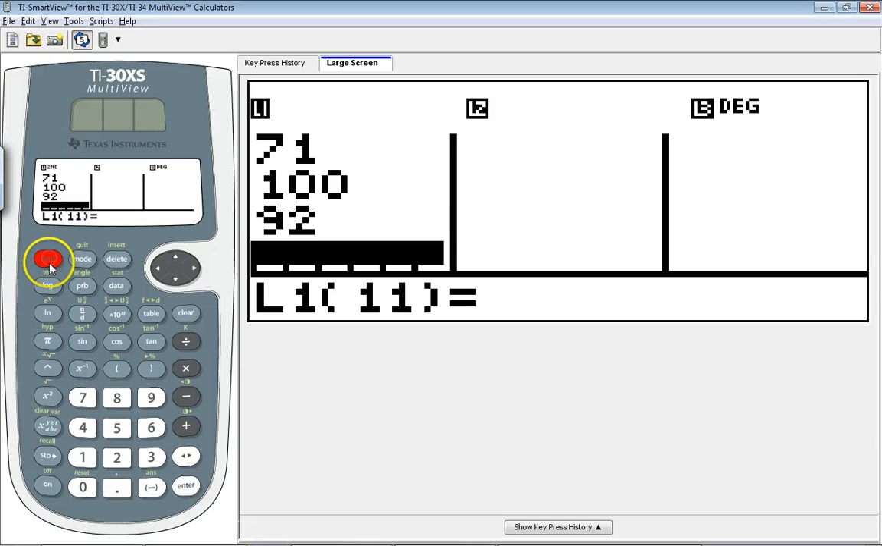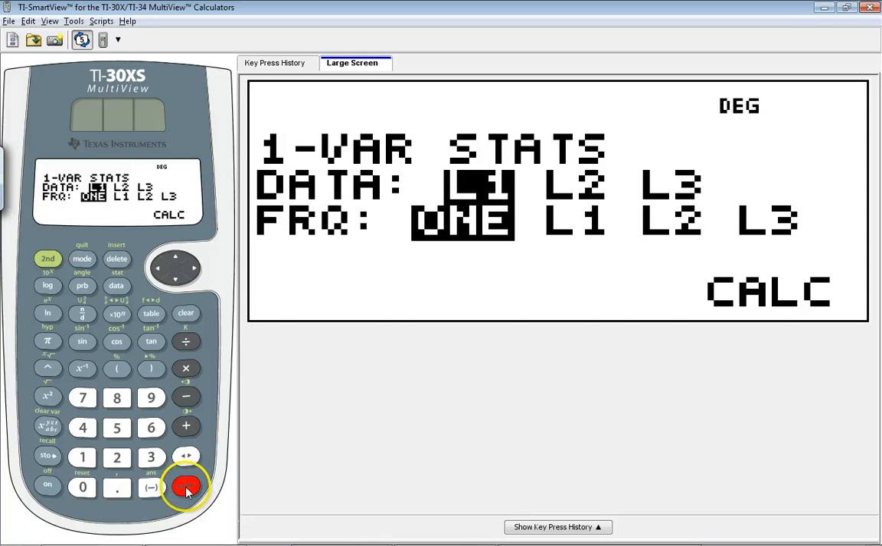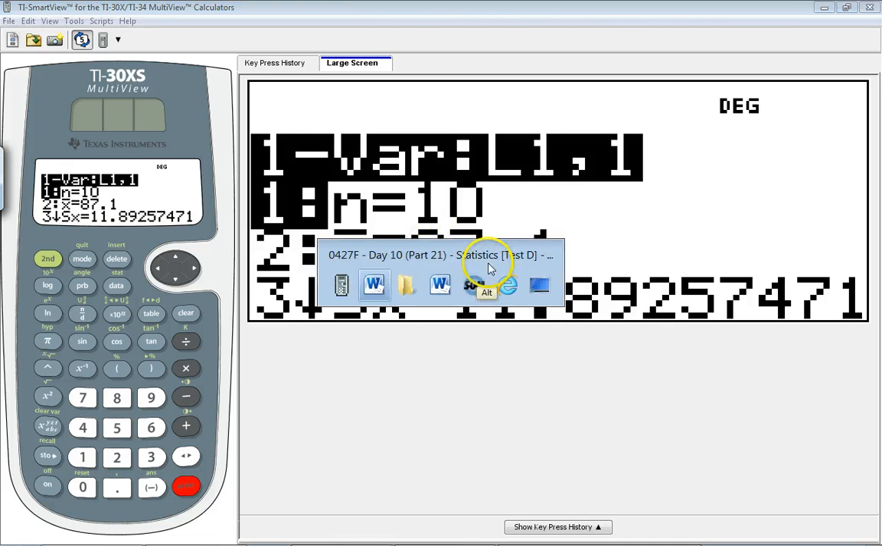Most of the information that I need will be under the stat menu. So I'm going to hit second data, one variable statistics, just hit enter 3 times. So there's a lot of stuff in here. So that, there's my mean, 81.7. Let me just write down one thing at a time. So the mean is 87.1. Did I say 81.7? I meant 87.1.